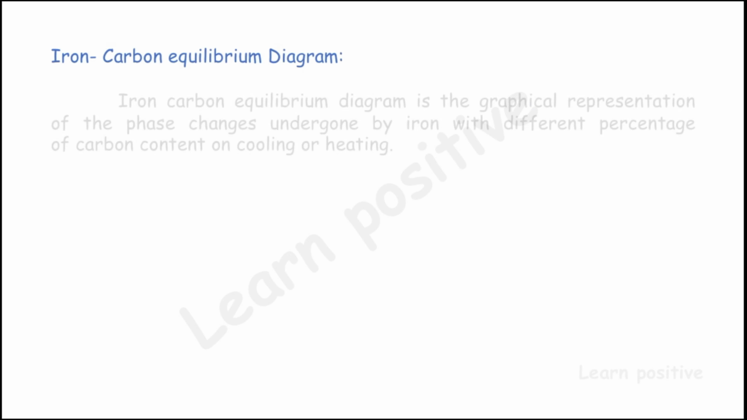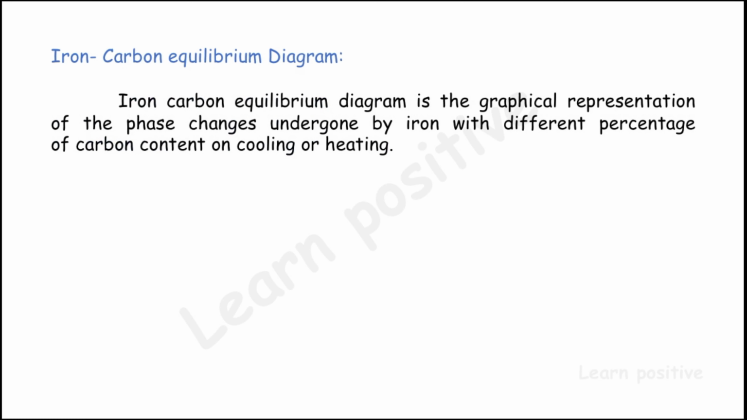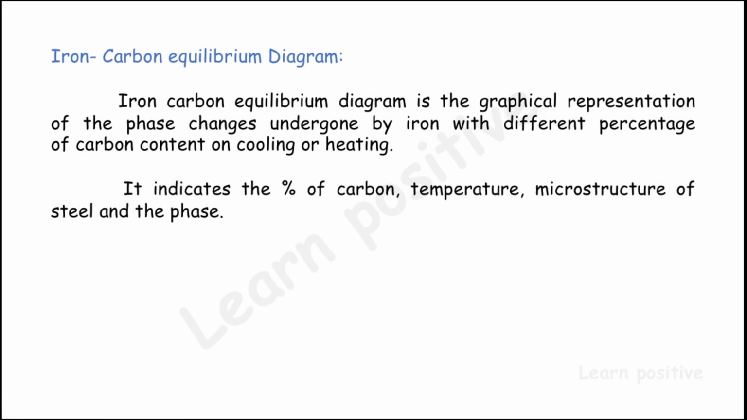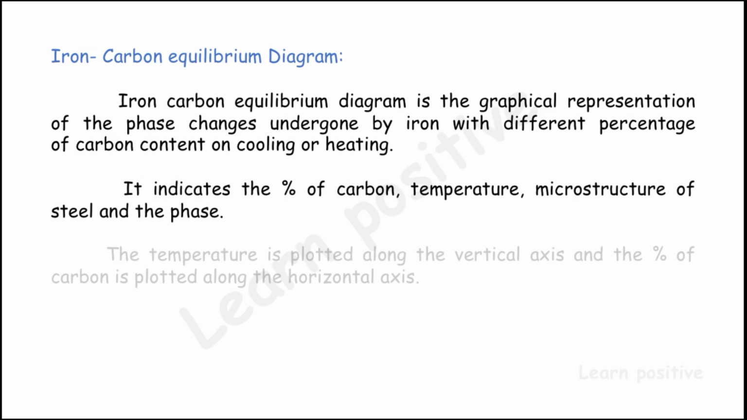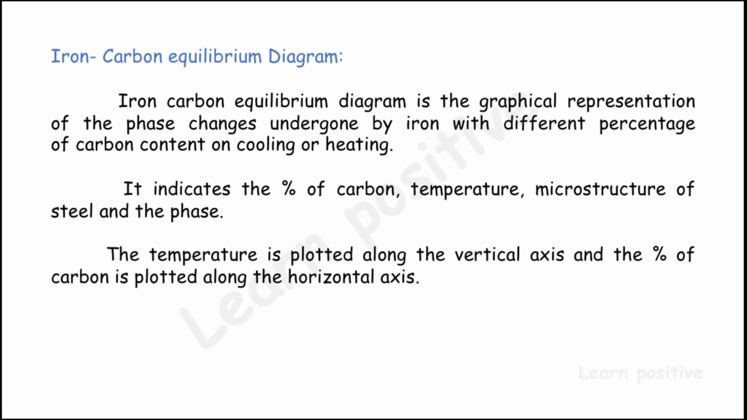So today's topic is a continuation of the previous video. It was the iron carbon equilibrium diagram. I will explain it once again. So what is the iron carbon equilibrium diagram? It is a graphical representation of two variables, that is, the percentage of carbon and also the temperature of the steel. So due to the temperature variation, the microstructure of the steel may vary.